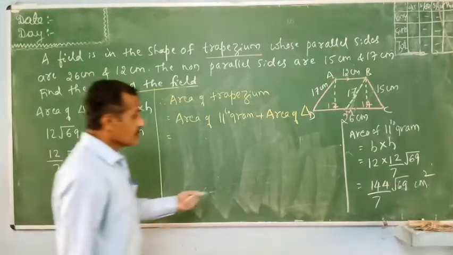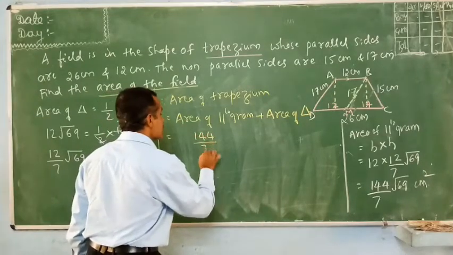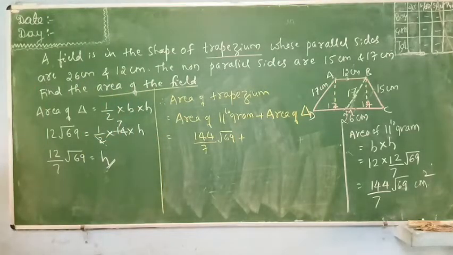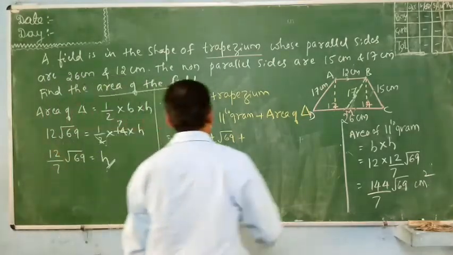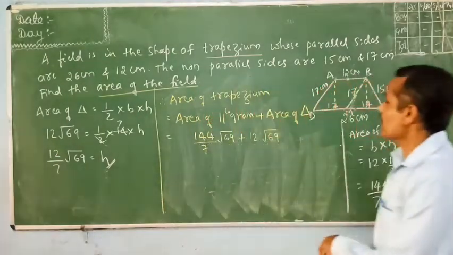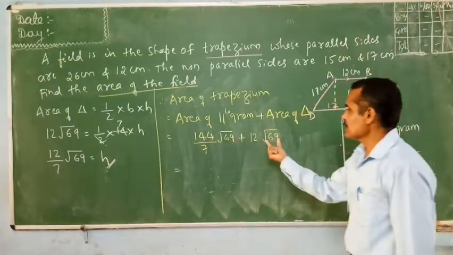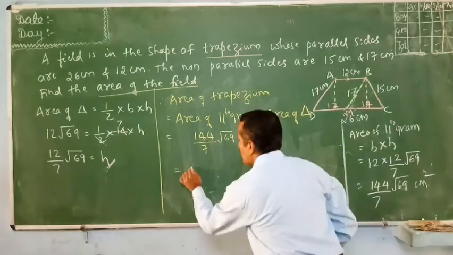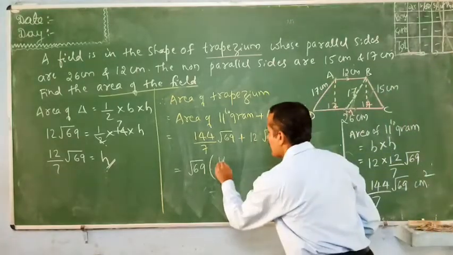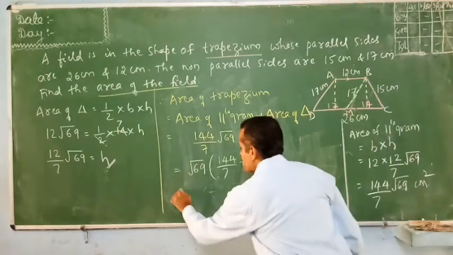Parallelogram area is 144 by 7 under root 69, plus what about the area of triangle? Area of triangle you are getting is 12 under root 69. This is also under root 69, this is also under root 69. I can take under root 69 as a common factor, keep it outside, and add 144 by 7 plus 12.